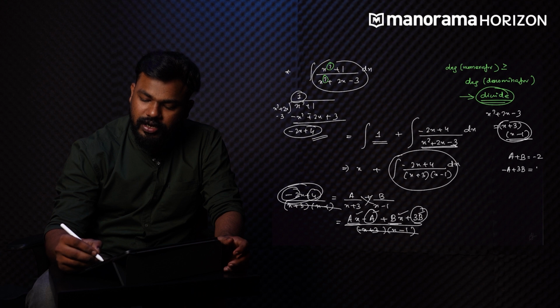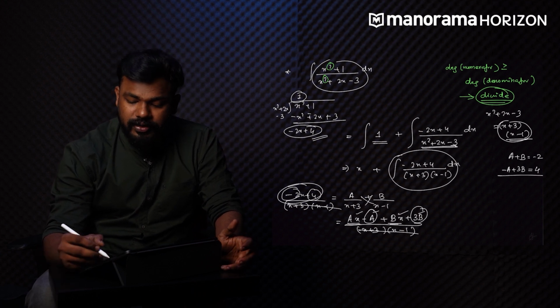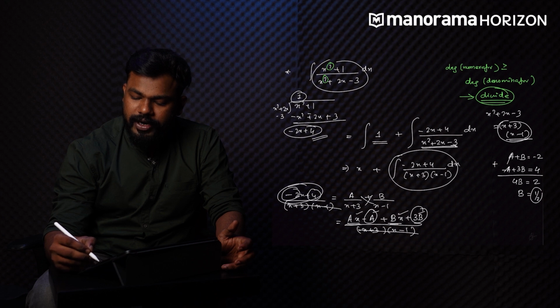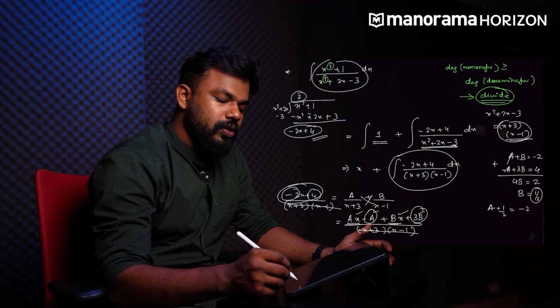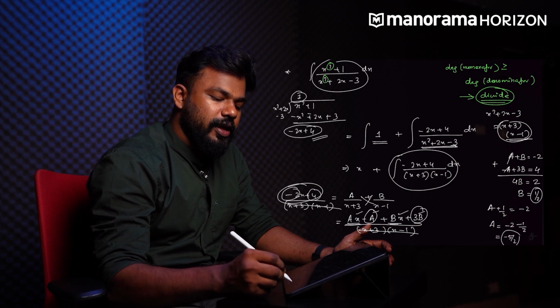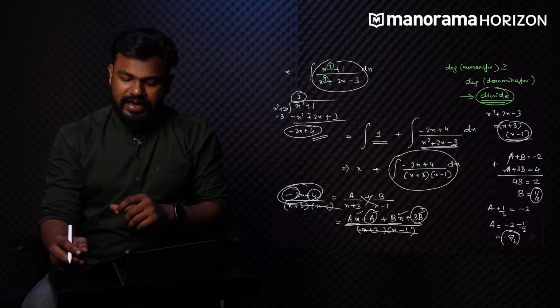The coefficient here, or the constant, that is 4. So you need to find out a and b. So just add these two, gets cancelled. 4b is equal to 2, b is equal to 2 by 4, or 1 by 2. So that is b. Now a plus 1 by 2 is equal to minus 2, or a is equal to minus 2 minus 1 by 2, or minus 5 by 2. So that is a. So you have got now b and a.